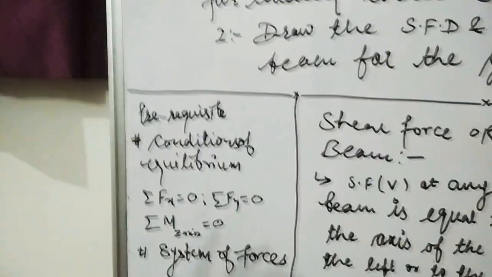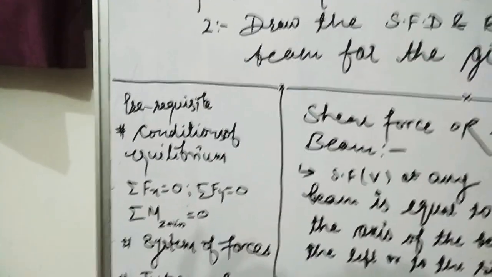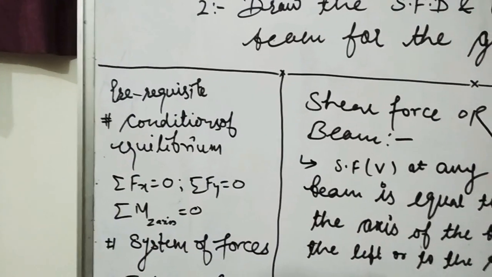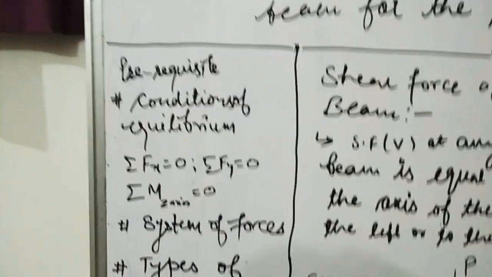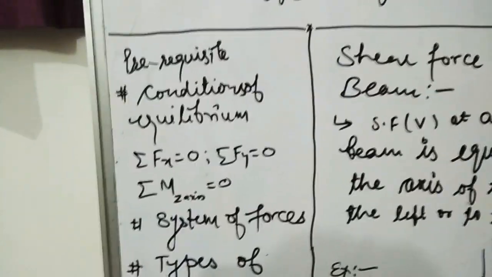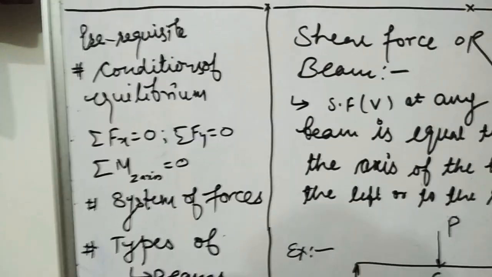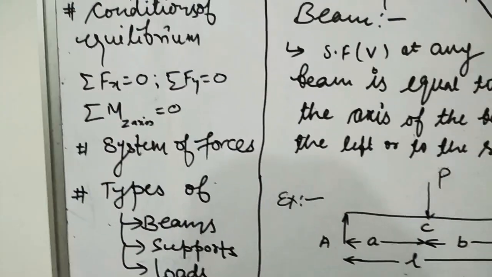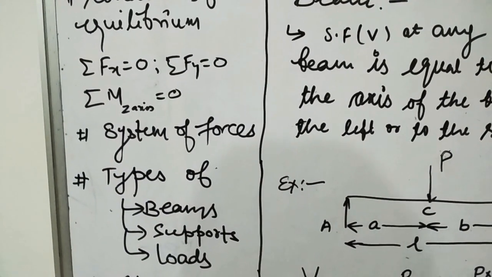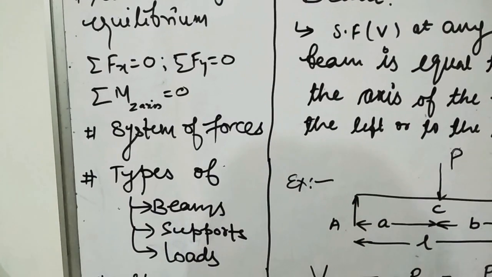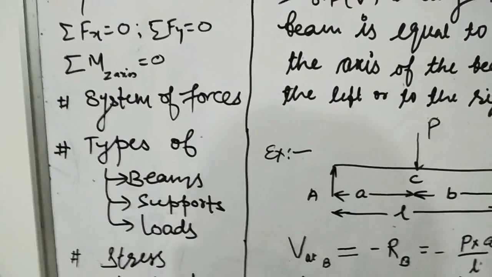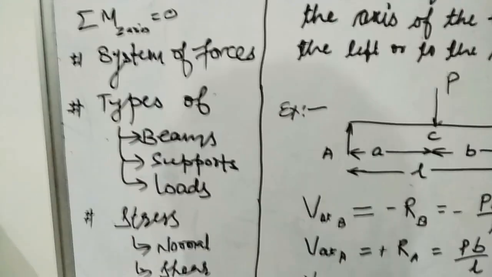Next is the system of forces. We have already discussed in the previous lectures there are various types of force system like coplanar, non-coplanar, concurrent, non-concurrent, collinear, etc. Next are the types of beams, supports, loads, which we have already discussed in the previous lecture. Next are the types of stresses like the normal stress and shear stress.